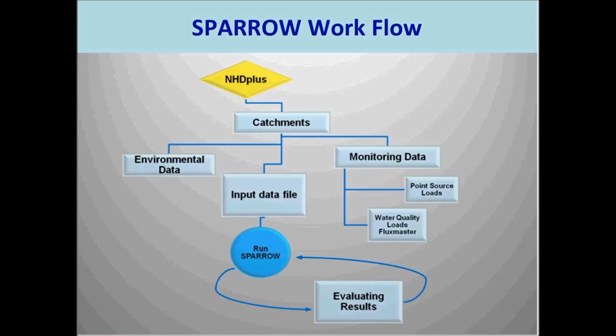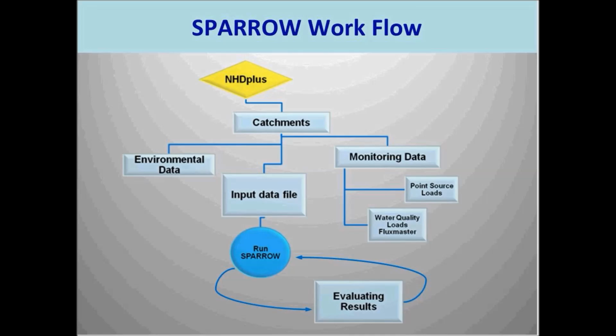Once all these layers are put together, we have all this information. So this basically shows you a workflow chart for SPARROW. We start off with our blueprint of NHD Plus. NHD Plus assigns a catchment for any streamline that it is able to find a watershed for. Then you have your layers, your environmental data that you get from the national model. Then you have your monitoring data, which will be the point source loads and your water quality loads.